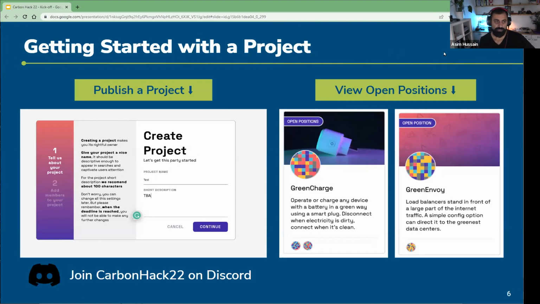So, getting started with a project: today's the start of the hackathon. You can publish a project to work on. You can go onto the Taikai website, create a project and start working on it. You can work on it until November the 4th.